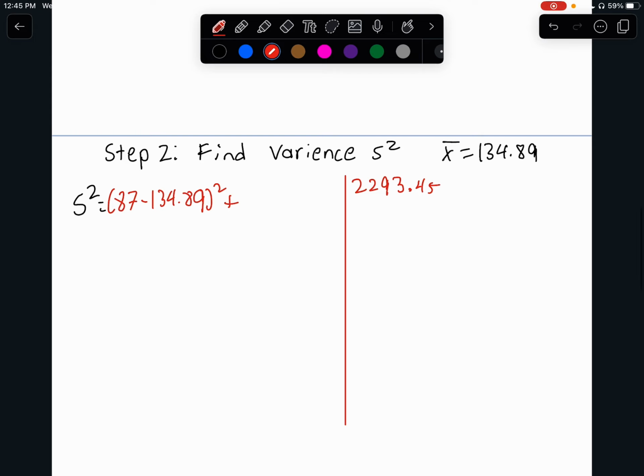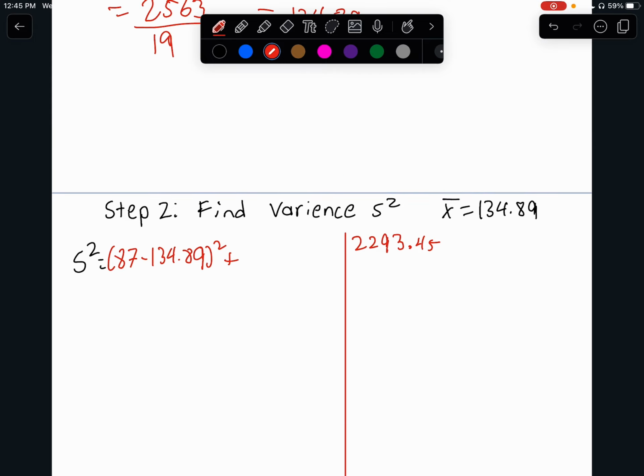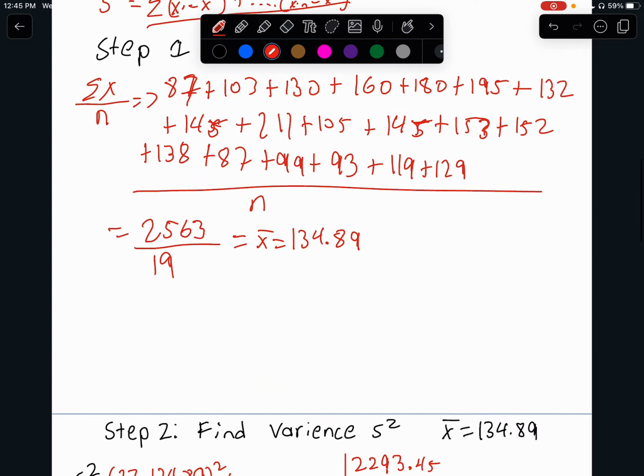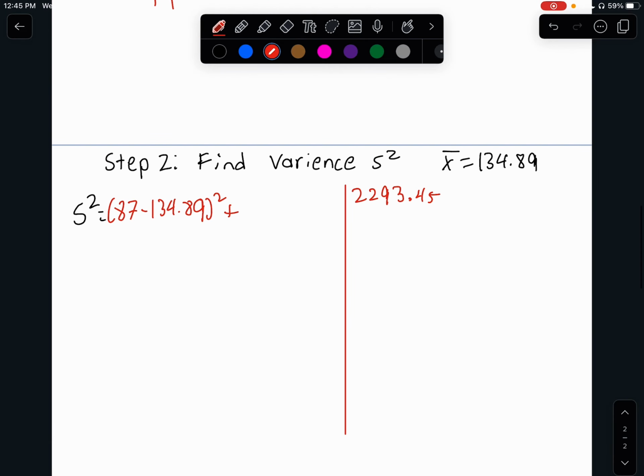Plus. Remember, we're adding all these together. Now our next value is 103. We have 103 minus 134.89 squared. So 103 minus 134.89 to the power of 2 equals 1,016.97. That's our next one.